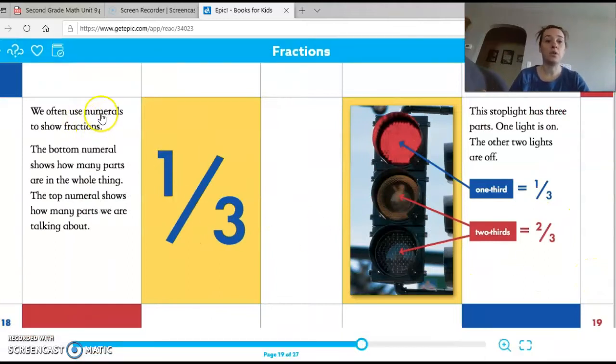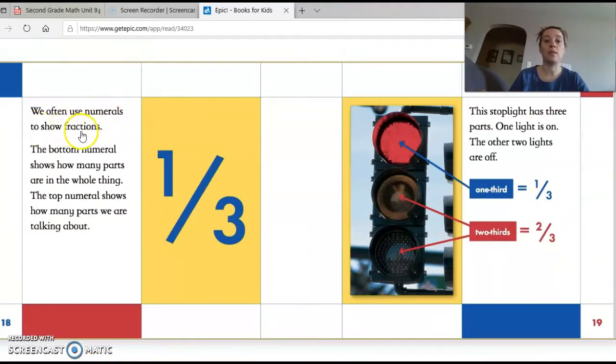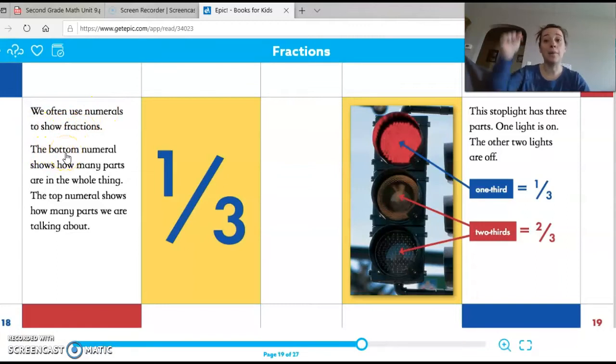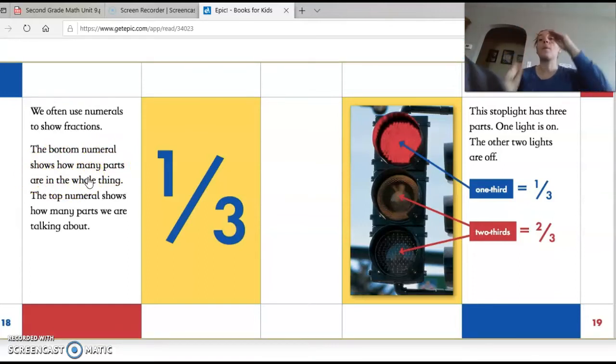We often use numerals to show fractions. The bottom numeral shows how many parts are in the whole thing. The top numeral shows how many parts we're talking about. Okay, so the top is just how many we're talking about or how many are shaded in.